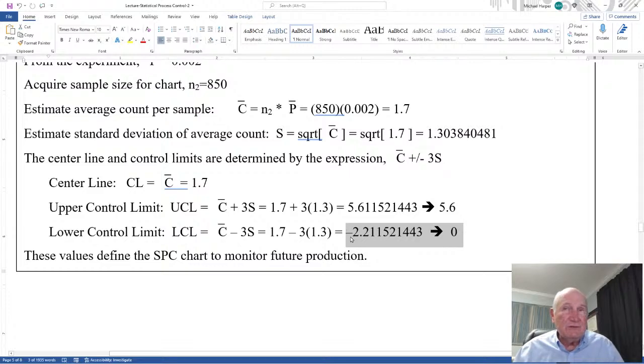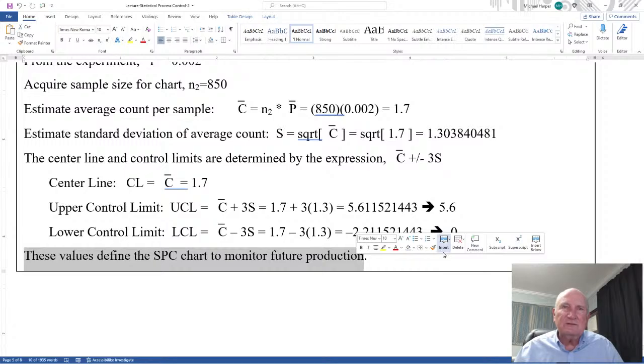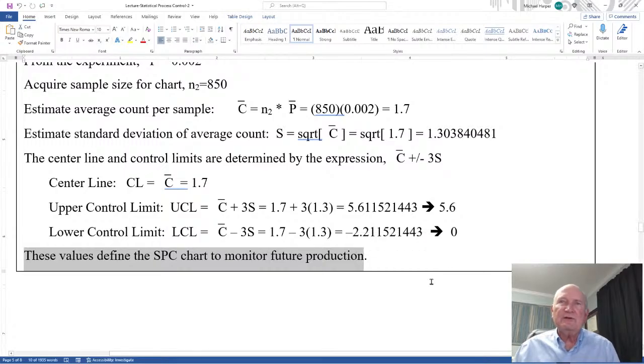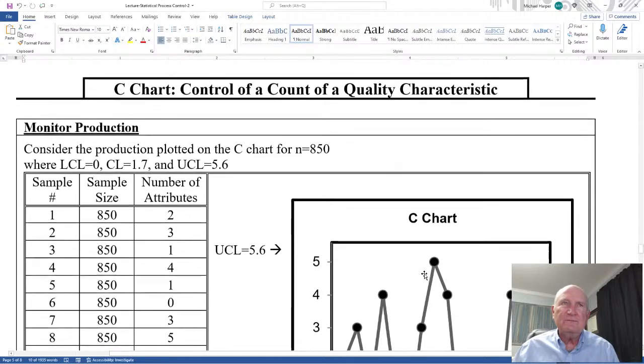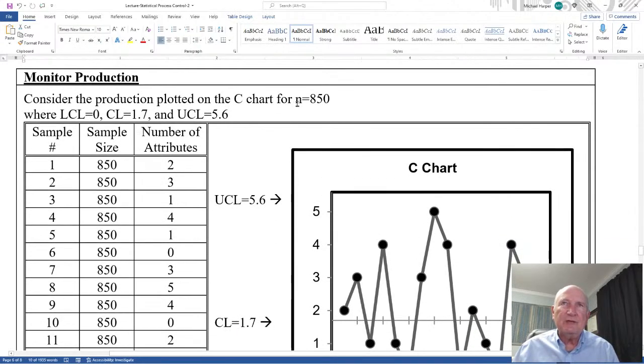But we also round negative numbers to 0 for the P chart. We also round negative numbers to 0 for the R chart, which we're getting ready to do. But we'll do that automatically. So now that we have the chart, these values then define the statistical process control chart to monitor future production. So let's do it. Here's where we monitor production.